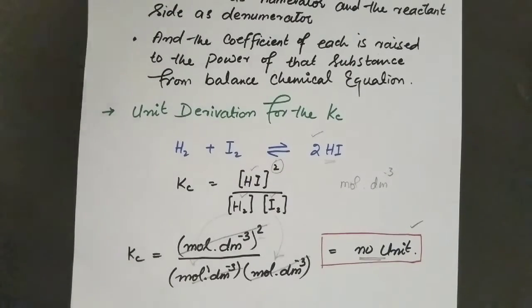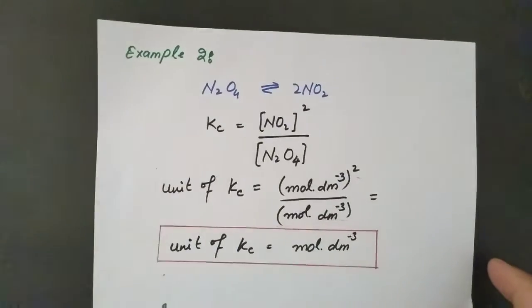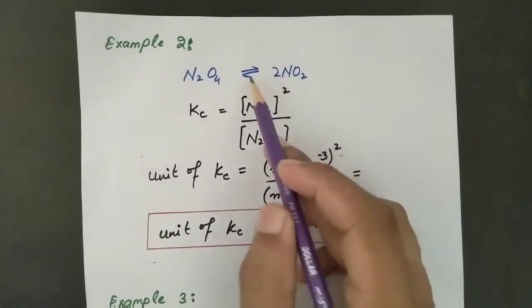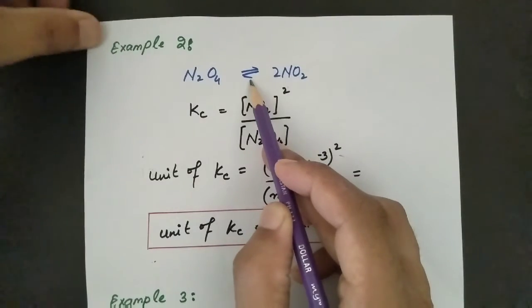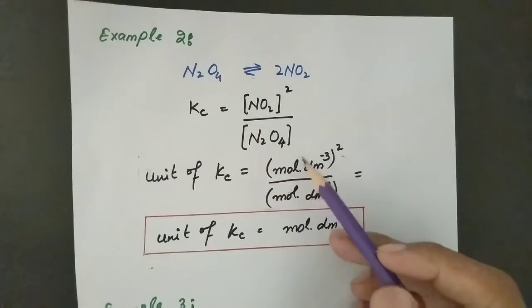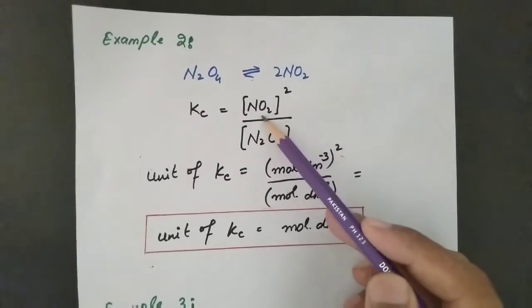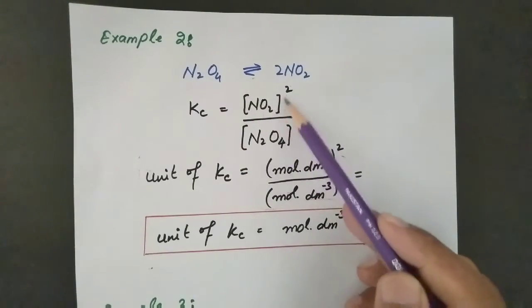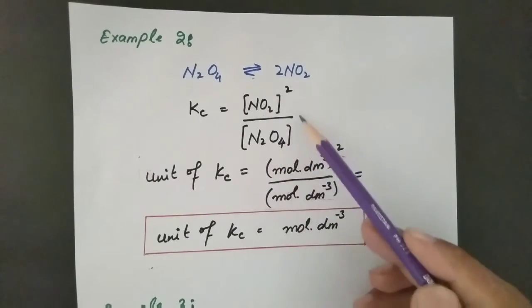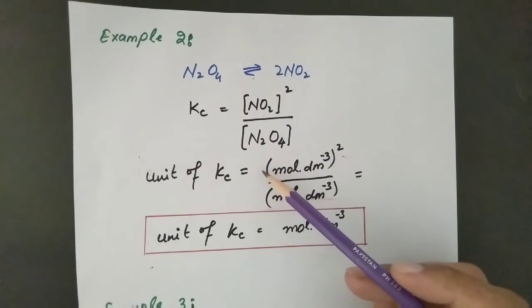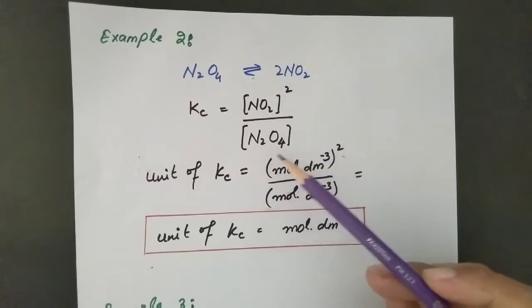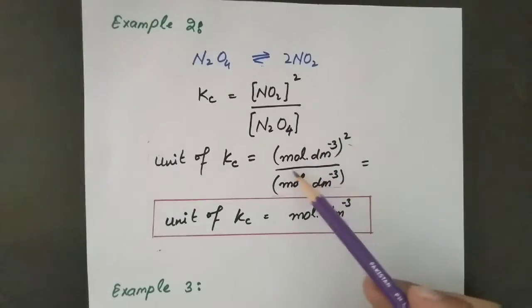Let's move towards the second example, example number 2. N2O4 decomposes into nitrogen dioxide in a reversible reaction. First of all, the Kc expression for this equation: Kc is equal to the NO2 concentration raised to the power of its coefficient, NO2 squared, divided by the N2O4 concentration. In order to derive the unit, we are going to replace these symbols with their unit, mole per decimeter cube.